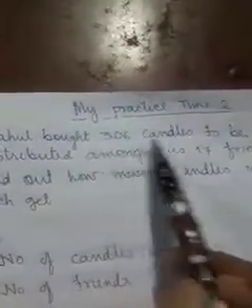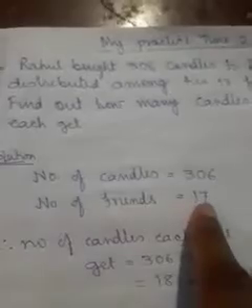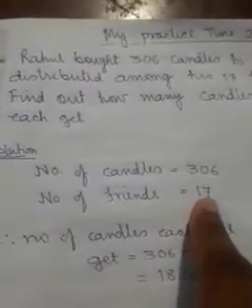Now I will explain my practice time 2. In this question, it is a word problem. Rahul bought 306 candles to be distributed among his 17 friends. Find out how many candles will each get. So number of candles 306, number of friends 17. So you think what you have to do?